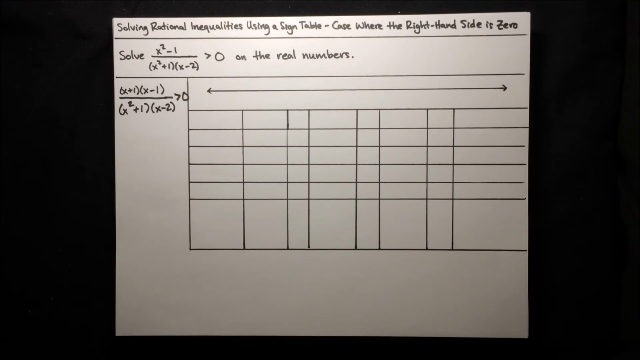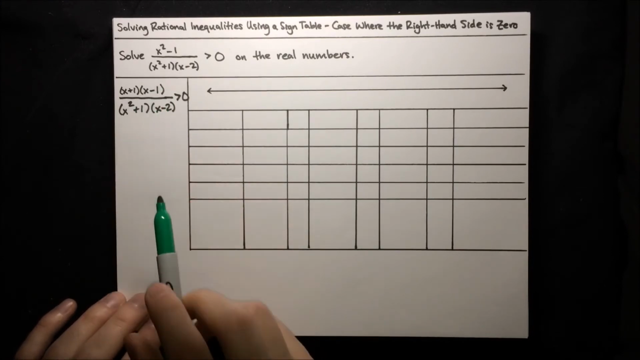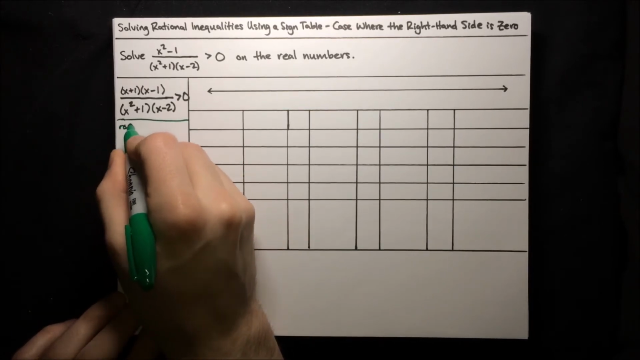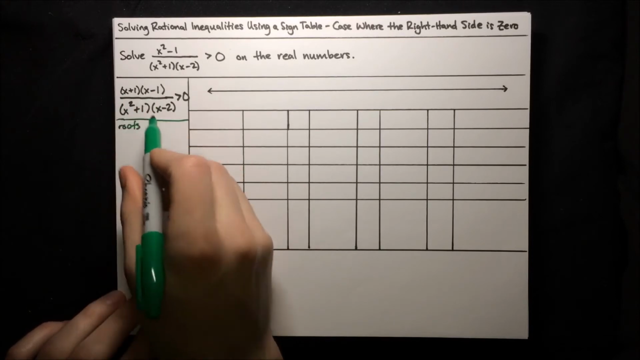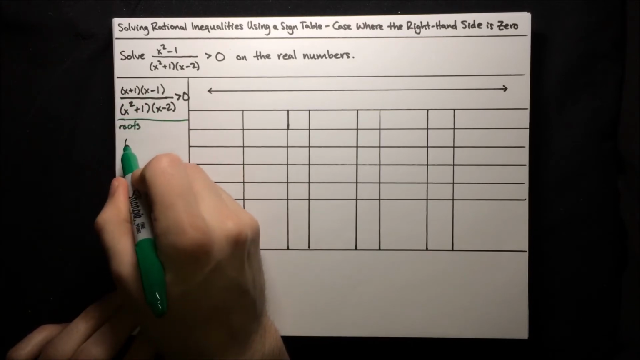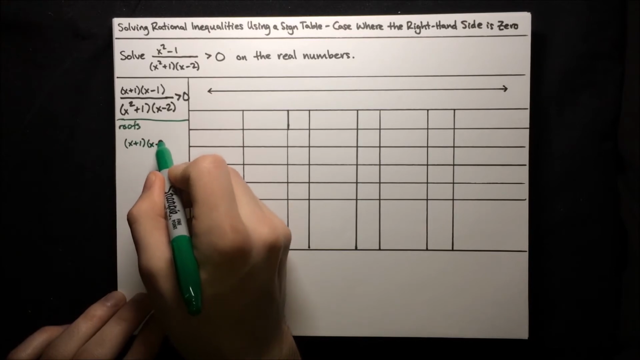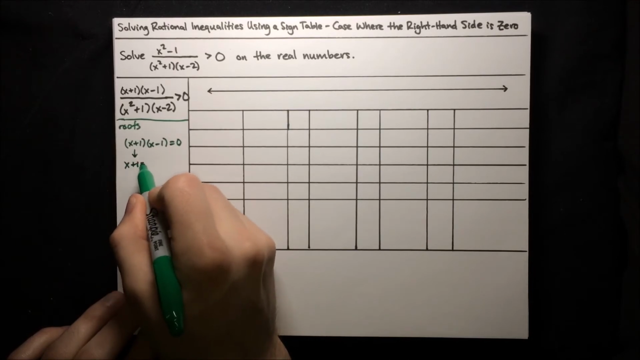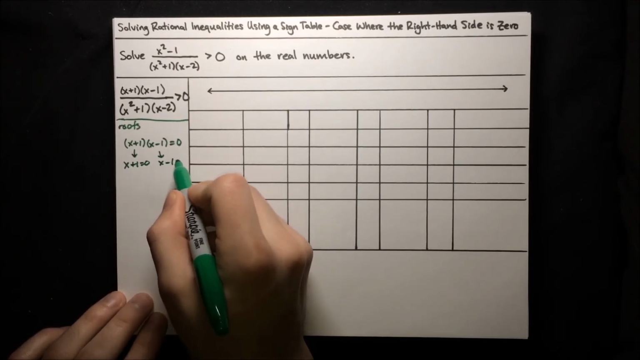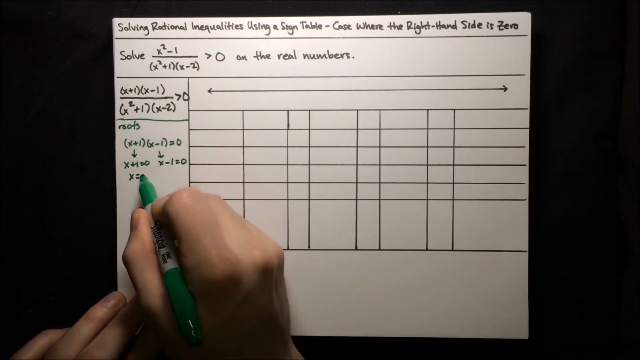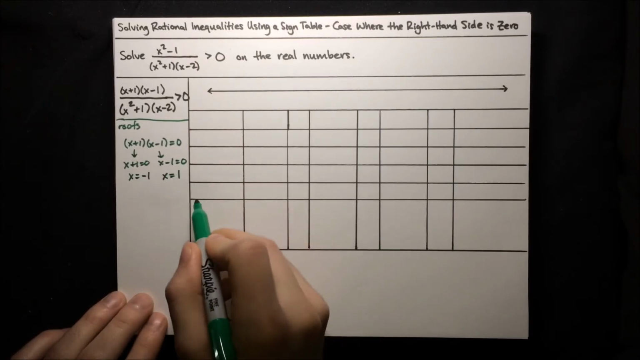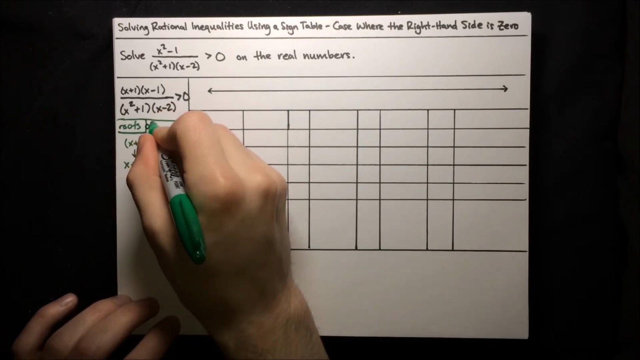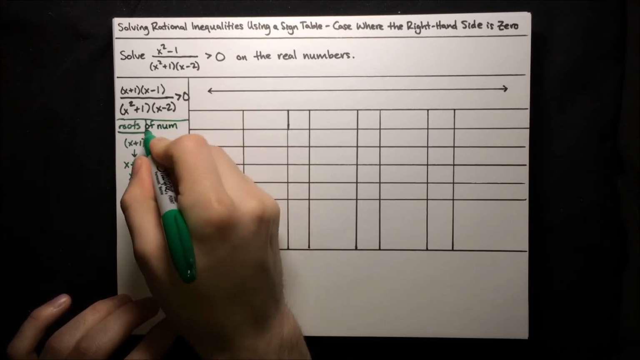Again, we need to solve for where this expression is 0 or undefined. So let's find the roots first, where it's 0. Roots happen when the numerator is equal to 0. So (x plus 1) times (x minus 1) equals 0. For that to happen, we need either x plus 1 equals 0 or x minus 1 equals 0, which means x equals -1 or x equals 1. Okay, so those are the roots. Actually, let's label that as roots of numerator.